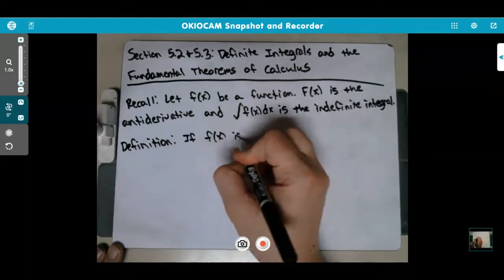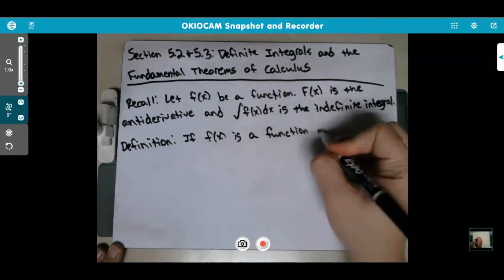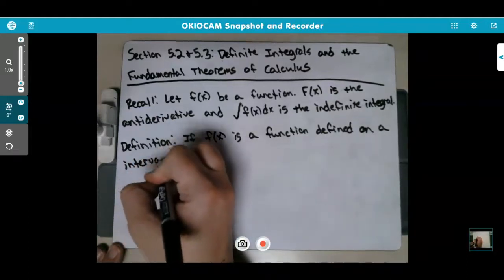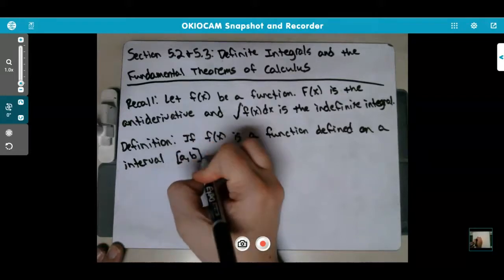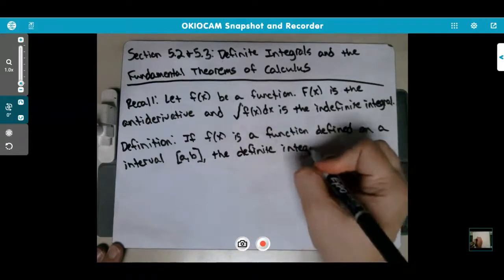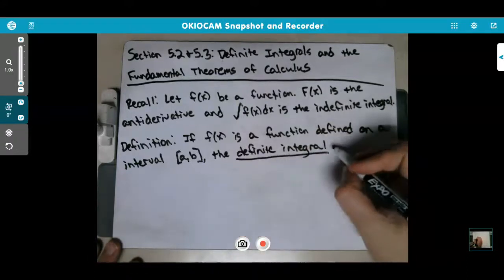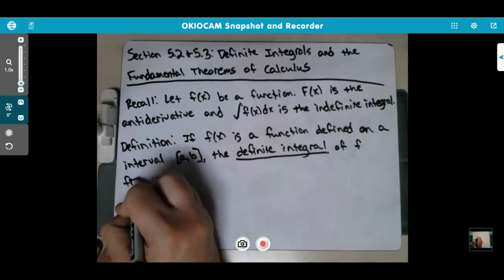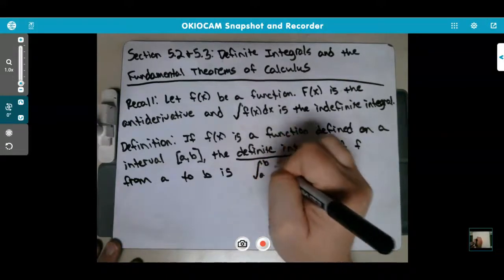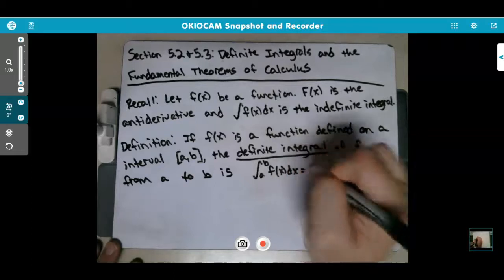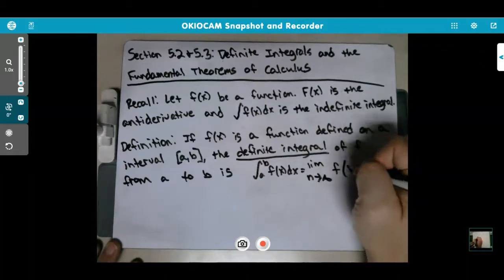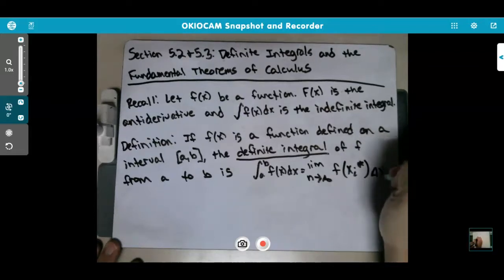So now I'm going to define a new type of integral. If f of x is a function defined on an interval a to b inclusive, then the definite integral of f from a to b is the integral from a to b of f of x dx, equals the limit as n goes to infinity of f of x_i star times delta x.